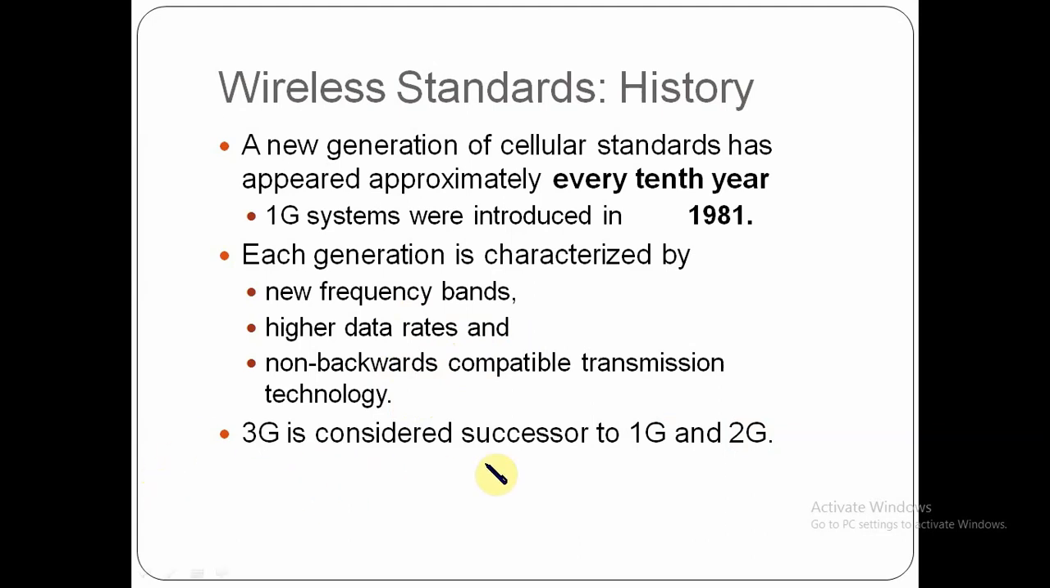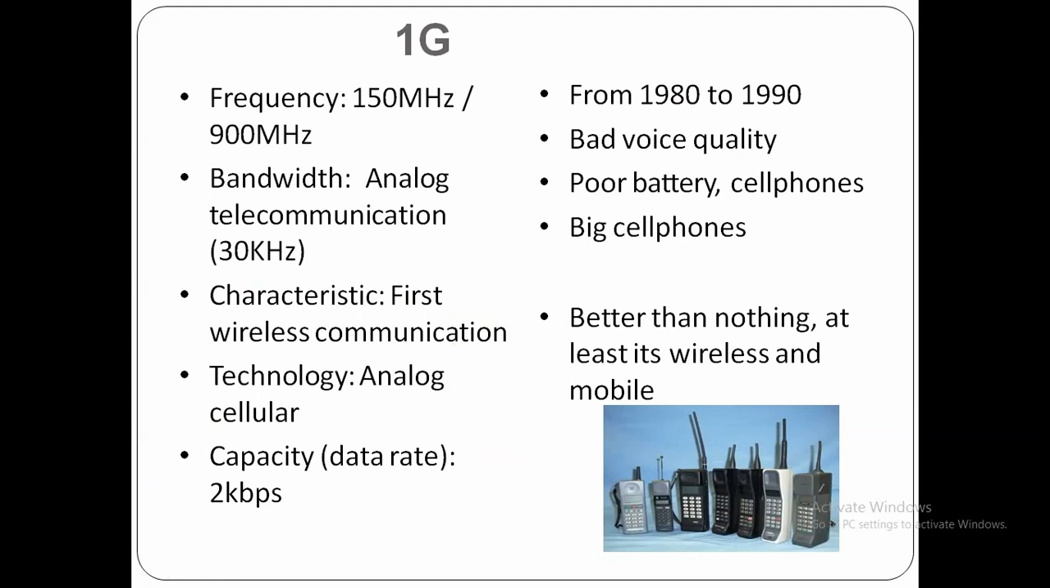3G is considered a successor to 1G and 2G. We'll see here in detail what 1G is. For 1G, the frequency band is 150 megahertz up to 900 megahertz, with an analog telecommunication bandwidth of 30 kilohertz. The characteristic is the first wireless communication.